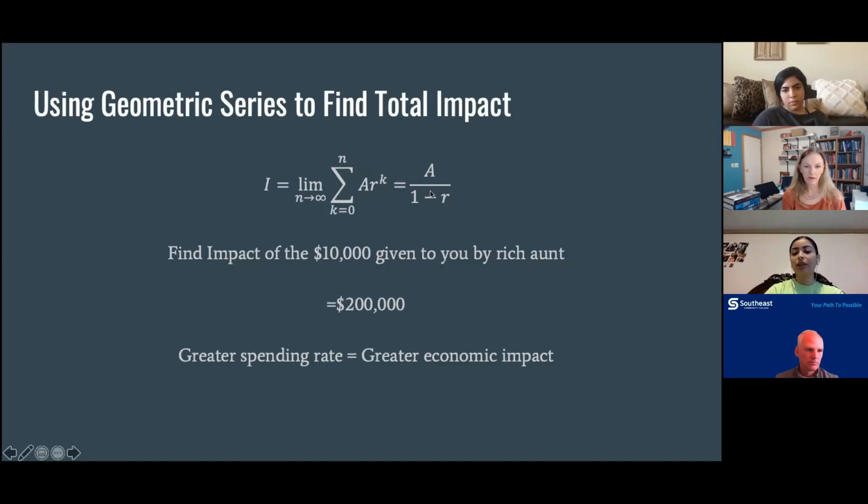So one thing you can see from this is the greater the spending rate, this r, means a greater economic impact. Obviously, if you put 98% of your money into the economy, then you should get more of a reward, or more money should be circulating in the economy.